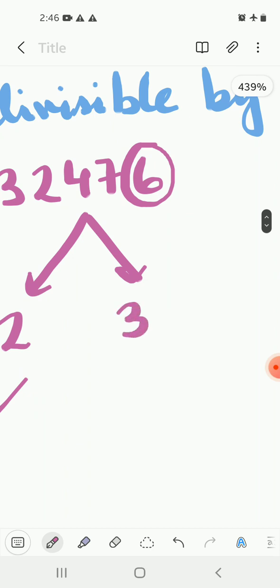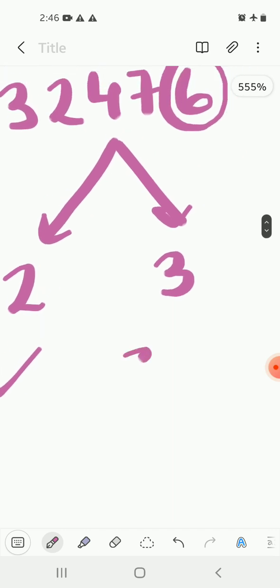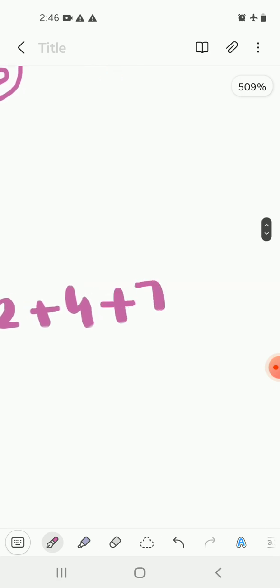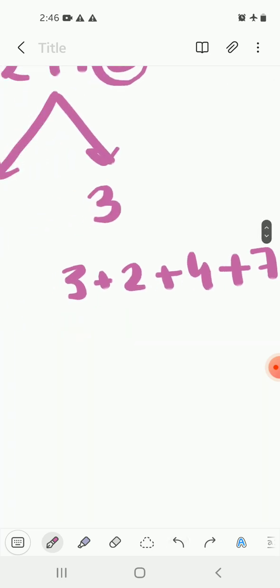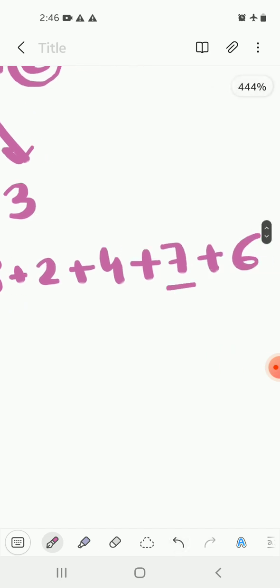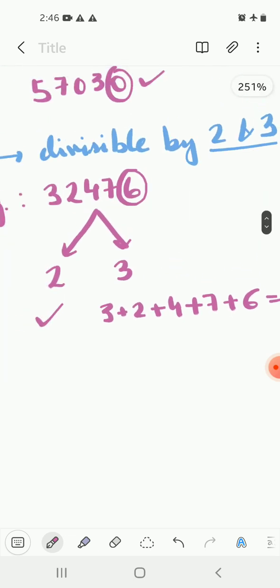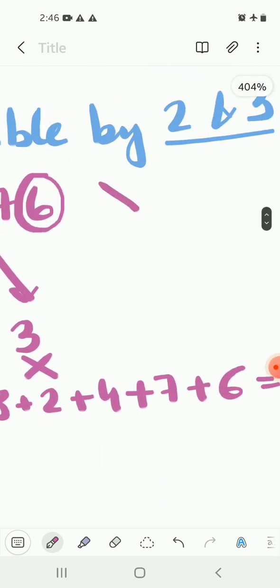Now check for 3. The rule for 3 is you have to add all the numbers. What do we get? 3 plus 2 plus 4 plus 7 plus 6. 3 plus 2 is 5, 5 plus 4 is 9, 9 plus 7 is 16, 16 plus 6 is 22. So you see we got 22, which is not divisible by 3. Since it is not divisible by 3, it will not be divisible by 6 as well.